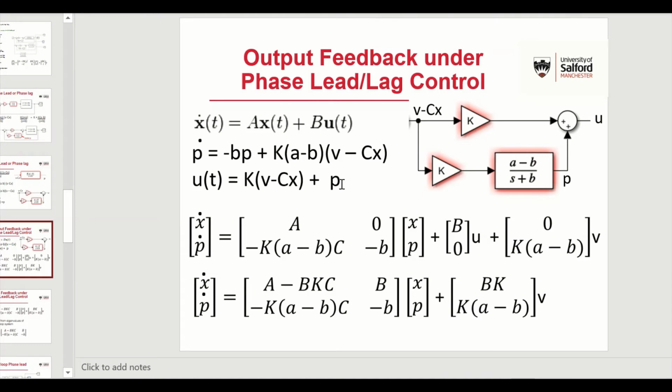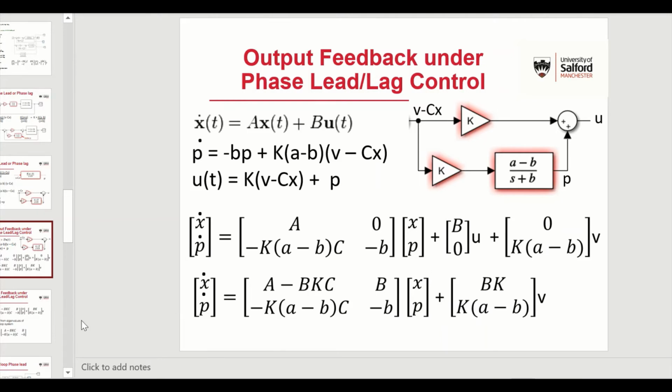So we're going to get a b times k v, so that's going to give us the b k v. We're going to get a b times k times c times x, that's going to give us a minus b times k times c times x. And finally, we're going to get a minus b times p, that's b times p there. So this now forms our closed loop state space equations.